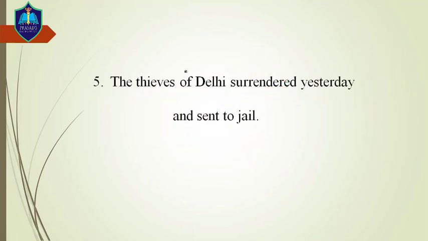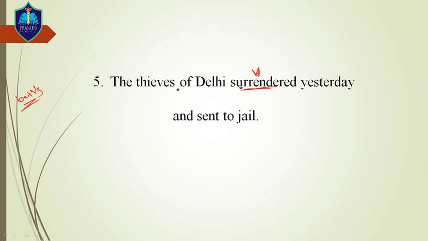So this is the last one. So let's observe properly. The thieves of Delhi surrendered yesterday and sent to jail. So what is the verb over here? Surrendered is the verb over here. How did we identify it? Surrendered is a word from which we can make all the three forms, that is V1, V2, V3. Is it in the passive voice or the active voice? It is in the active voice, because the be plus V3 form is not there in the statement.